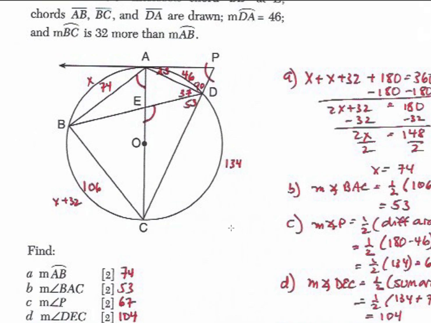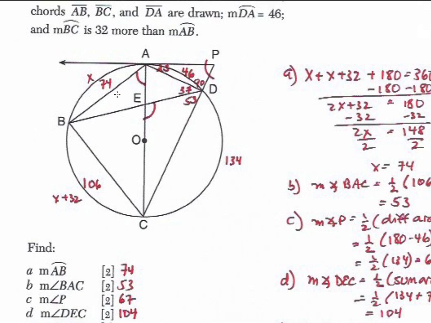Part D, the measure of angle DEC, is inside the circle, so it'll be half the sum of the arcs. And what arcs? Well, the arc across from angle DEC itself and its vertical backside. So if one of these arcs is 134 and the other one is 74, I add up 134 and 74, and I get 208. Then if I cut 208 in half, I get 104.